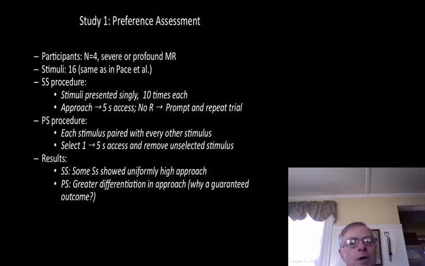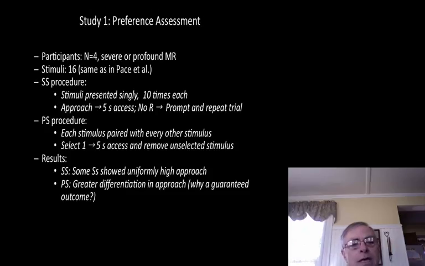The single stimulus procedure was that each stimulus was presented singularly, 10 times each. Approach was given 5 seconds access, no response, prompt and repeat the trial, just like we've seen before. The paired stimulus, each stimulus paired with every other stimulus. If they selected it, they got 5 seconds access, and the removal of the unselected item. So that distractor sort of thing.